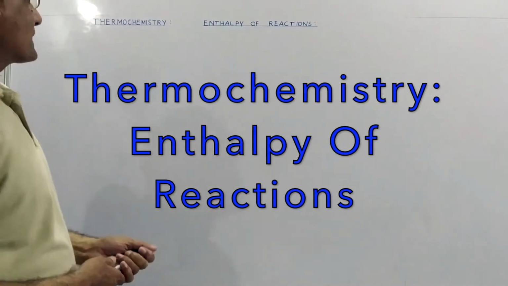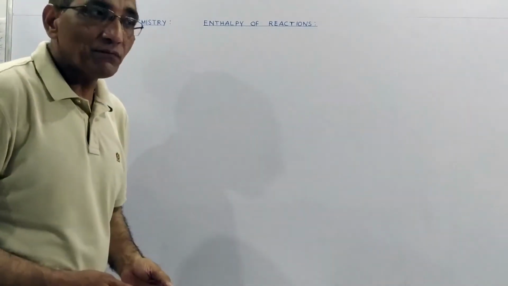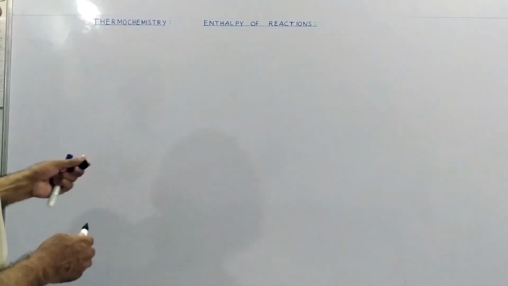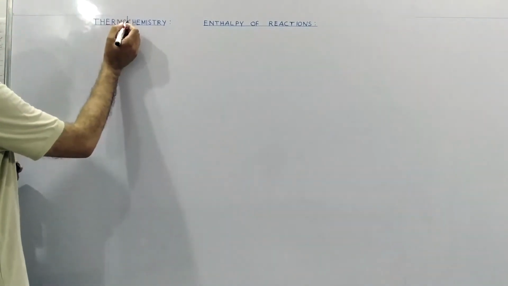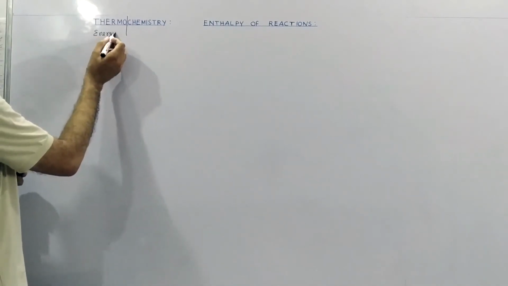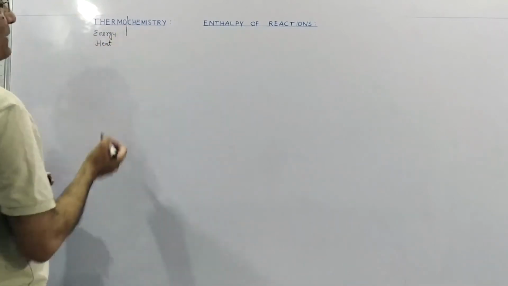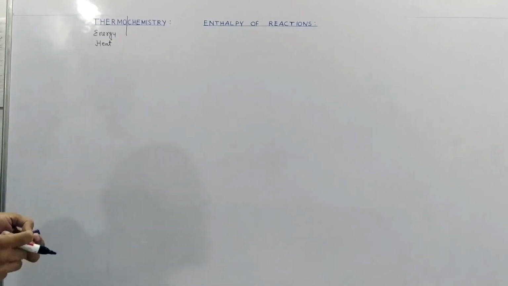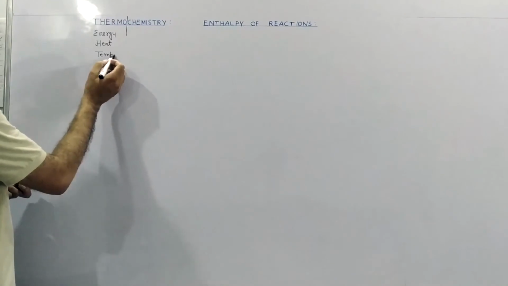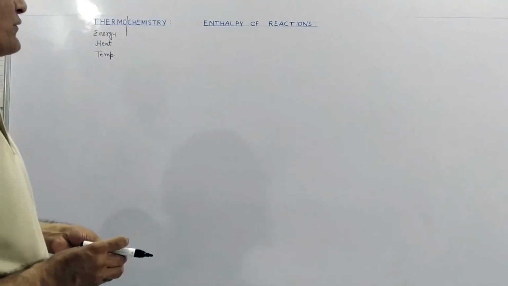So students, today we will discuss thermochemistry and various types of enthalpy of reactions which we generally use in thermochemistry. All of you know what thermochemistry is. There are two words in this. Thermo means energy, heat. Chemistry means chemical reactions. When we talk about energy change, heat change, temperature change taking place during a chemical reaction, that branch of chemistry is called thermochemistry.